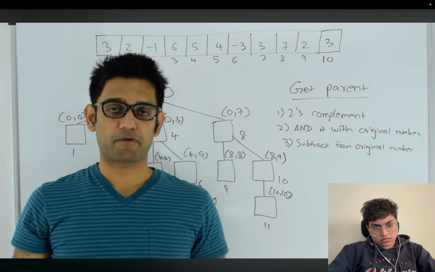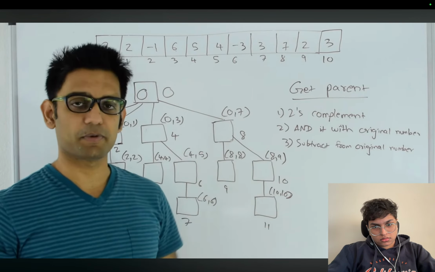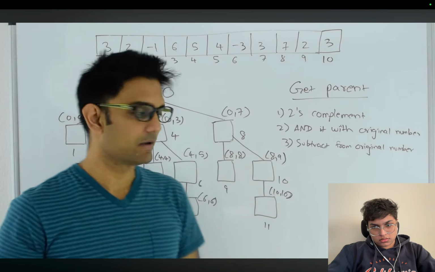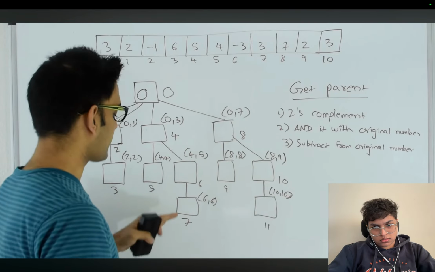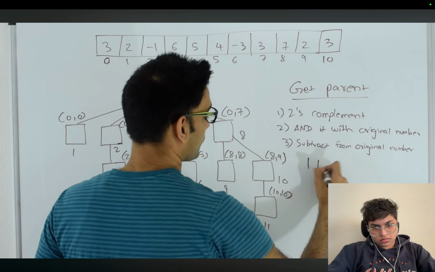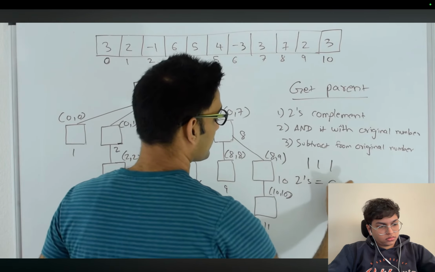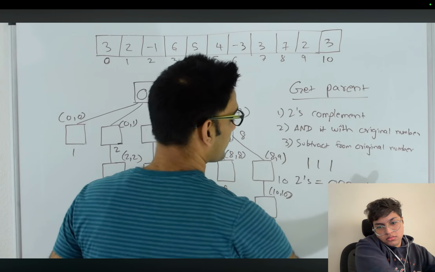Let's quickly look at how we're going to get a parent of a node. So I have the steps right here. Get the 2's complement of a number and AND this with the original number, and then subtract that result from the original number. Let's try to get a parent of 7. So binary representation of 7 is 1, 1, 1. 2's complement of 7 will be 0, 0, 0. Flip all the bits and then add 1 to it. So that's 2's complement.